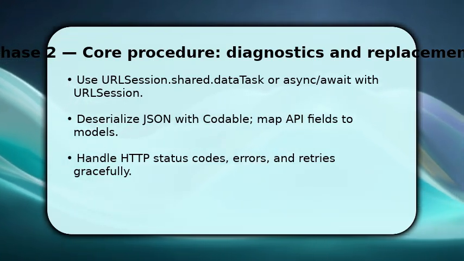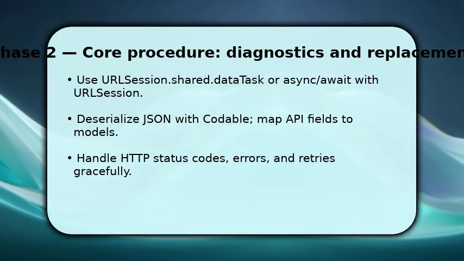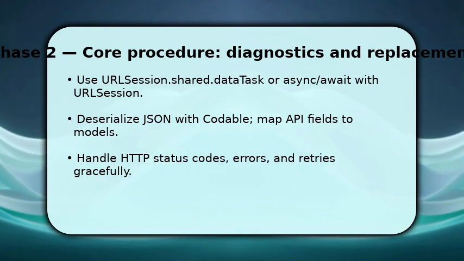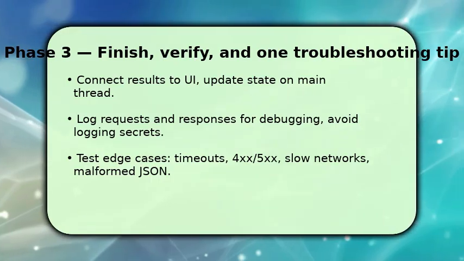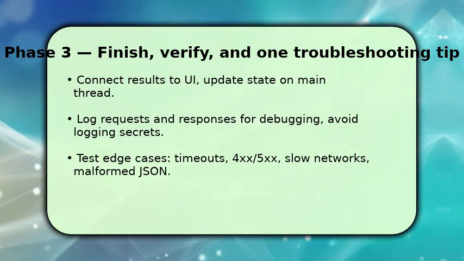Also add robust error handling, check HTTP status codes, JSON errors, and implement X. You complete the flow by binding decoded data into your views and ensuring all UI updates occur on the main thread. Once connected, add structured logging for requests and responses, but redact API keys.